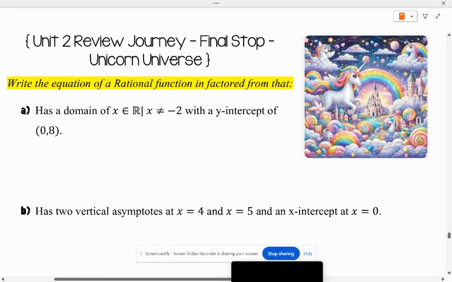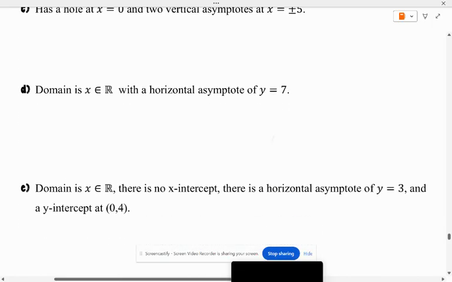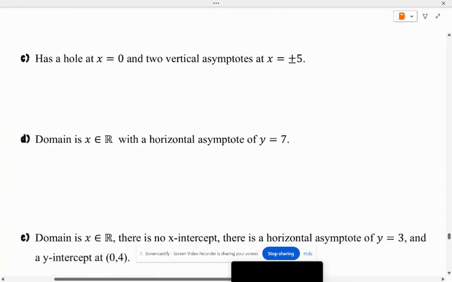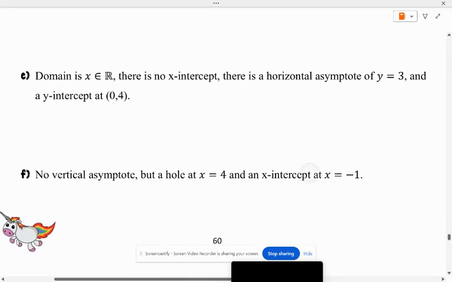Okay, so we've got the final stop here. This is where you have to have such a deep understanding of all the different parts that make up a function that you are able to generate your own with specific characteristics. I don't know, you want to go through a few together? I feel like E is probably the trickiest. You want to talk about E?